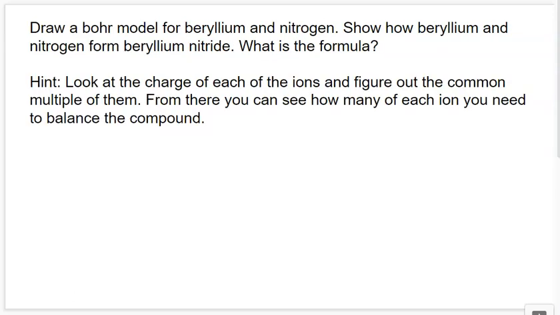Let's try another example with beryllium and nitrogen, also a metal and a nonmetal. So let's do the same thing here. Let's figure out how they're going to form beryllium nitride and then also figure out what their formula is. And also a hint here, we're going to look at the charge of each of the ions and figure out the common multiple of them. This will be a way to easily predict how much of each ion you're going to need to balance the compound, but I'll talk about that at the end.